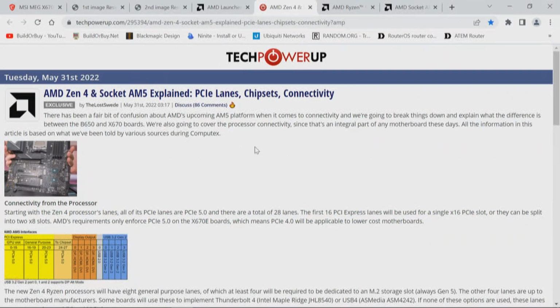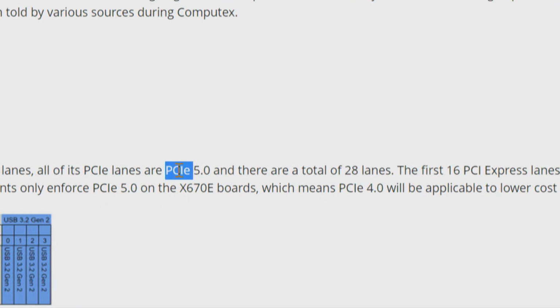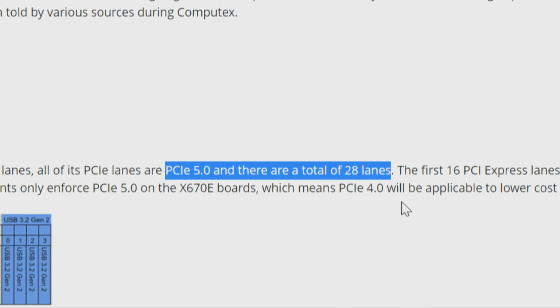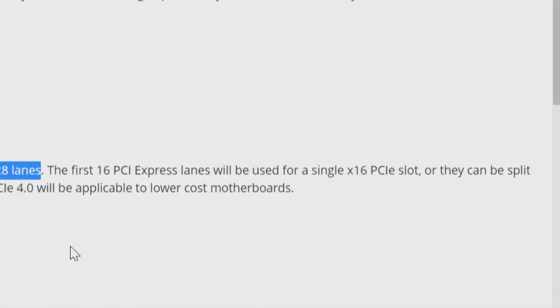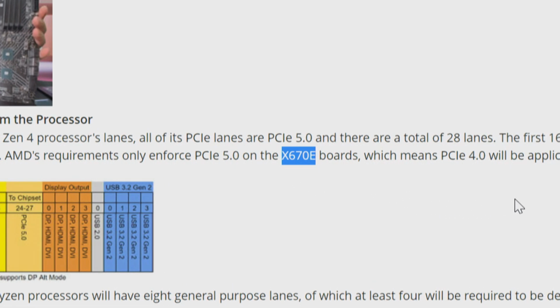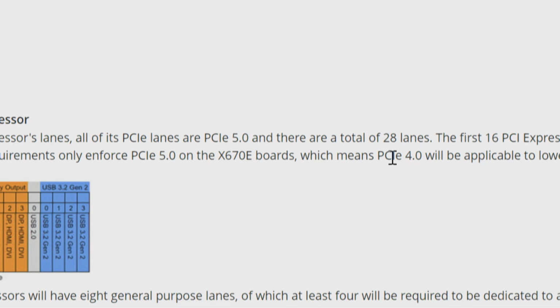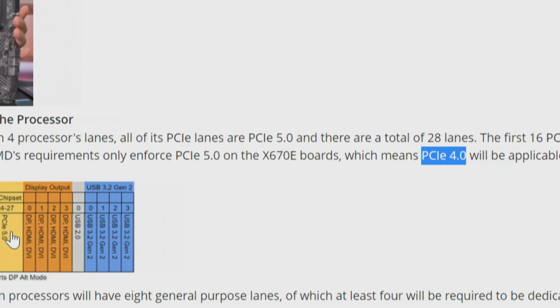So we have a link into TechPowerUp that gets into the lanes for the CPU, and this was published before the specs AMD put out for us. 28 total lanes, and the first 16 lanes are for a slot, or they can be split, which is what we're seeing on this board, into 2 8-lane slots. And the requirements only enforce PCI Express 5 on the X670E motherboards, to reiterate that, which means PCI Express 4 will be applicable to lower cost motherboards. So you've got the skinny on that.